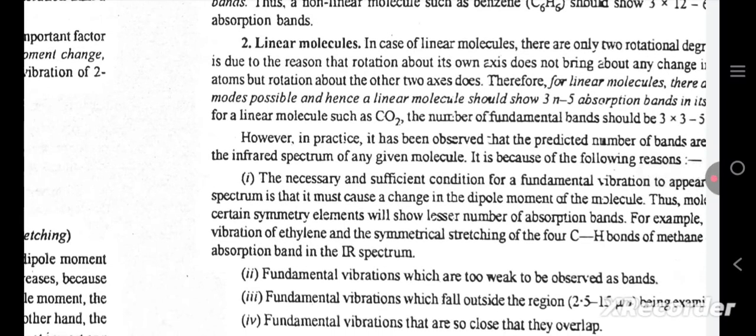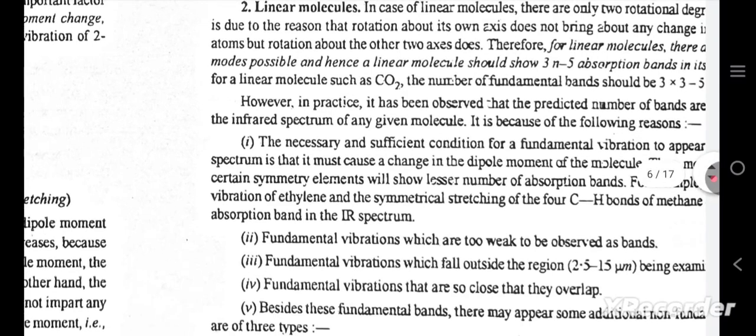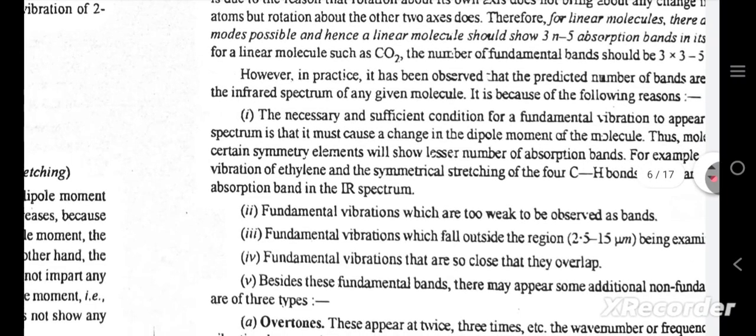Linear molecules. In the case of linear molecules, there are only 2 rotational degrees of freedom. This is due to the reason that rotation about its own axis does not bring about any change in the position of the atoms, but rotation about the other 2 axes does. Therefore, for linear molecules, there are 3n minus 5 modes possible and hence a linear molecule should show 3n minus 5 absorption bands. For a linear molecule such as CO2, the number of fundamental bands should be 4.